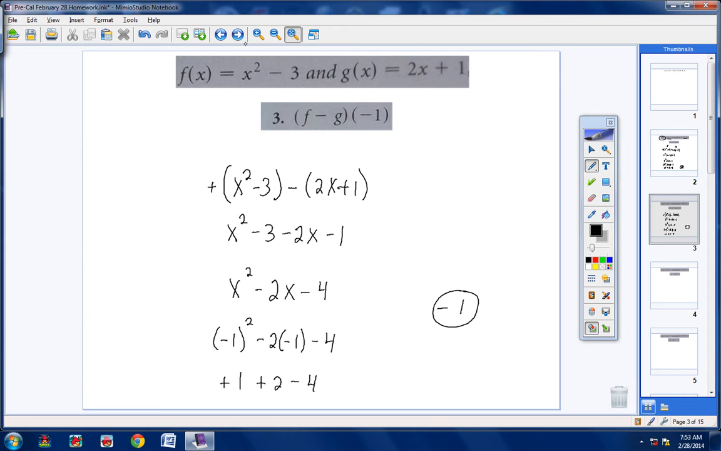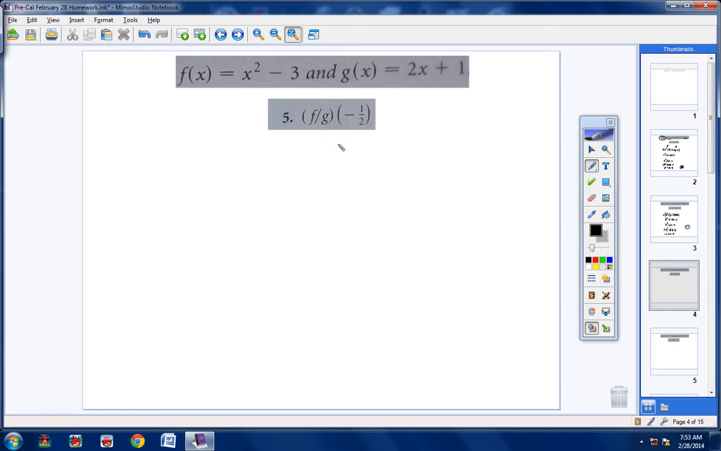Okay, let's move on to number 5. Now we're looking at f divided by g. So here's my fraction. Up top I'm going to write f, x squared minus 3, and in my denominator I'm going to write g, 2x plus 1. There, that would be f over g, or in other words f divided by g.